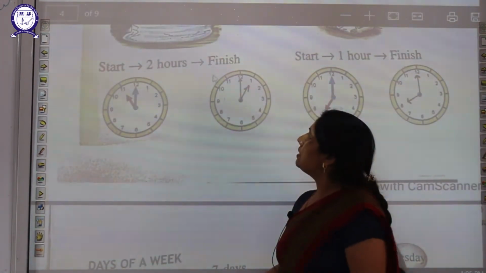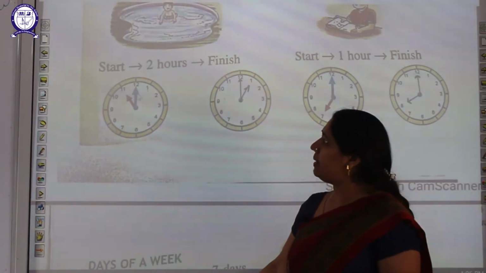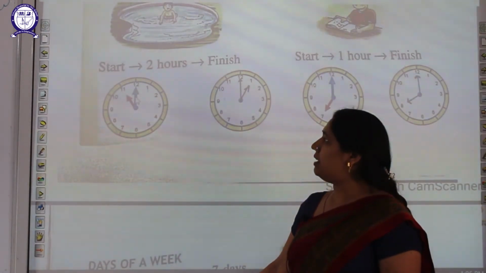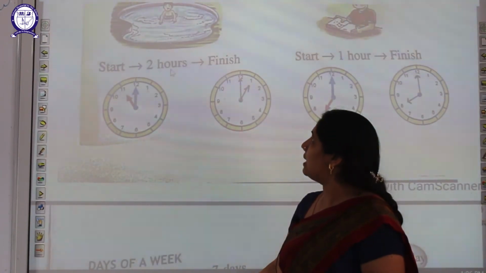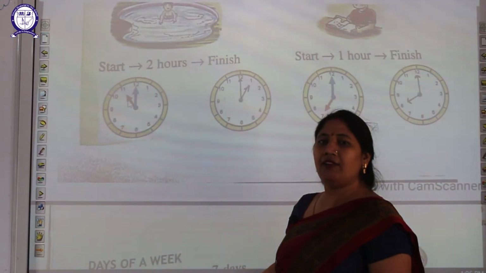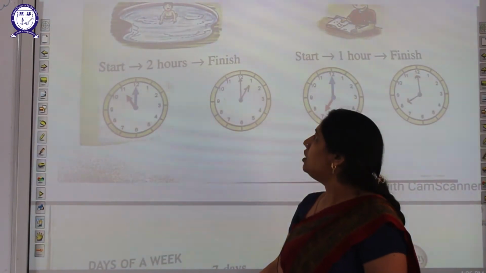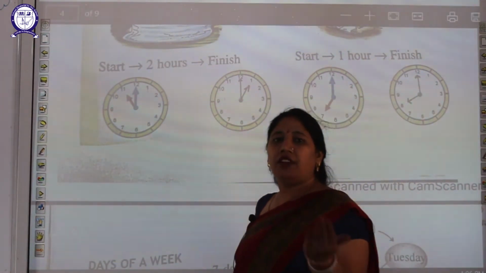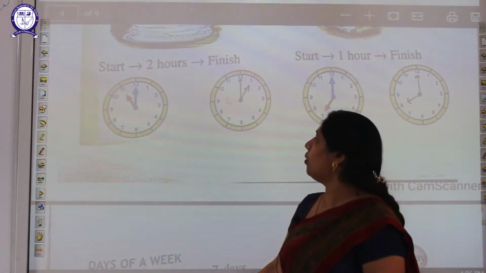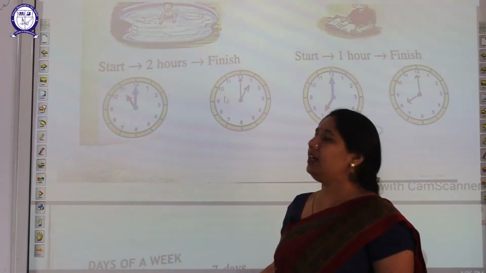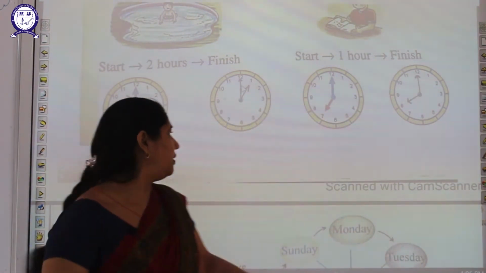Now, start 2 hours, finish. So start at 11 o'clock. Look here beta, when the longer hand is at 12, the time is o'clock. So 11 o'clock and 2 hours. After 1 hour it is 12, after that 1 more hour it is 1. So the time will be 1 o'clock. When 1 o'clock is given, the shorter hand is at 1 and the longer hand is at 12.